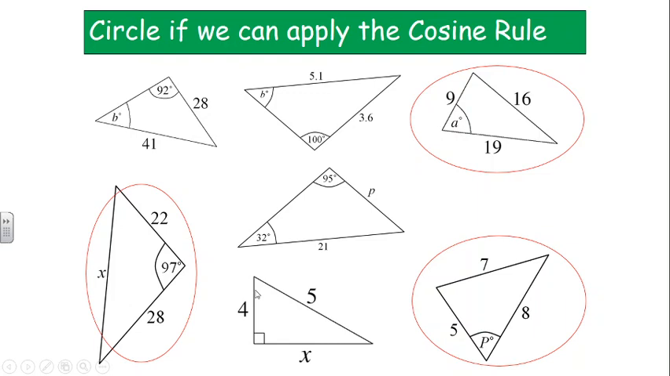Just as a bit of a recap, right angle triangle here, SOHCAHTOA should pop into your head. This one, you can see we've got two pairs, sine rule should pop into your head. This one, two pairs, sine rule. This one, two pairs, sine rule.